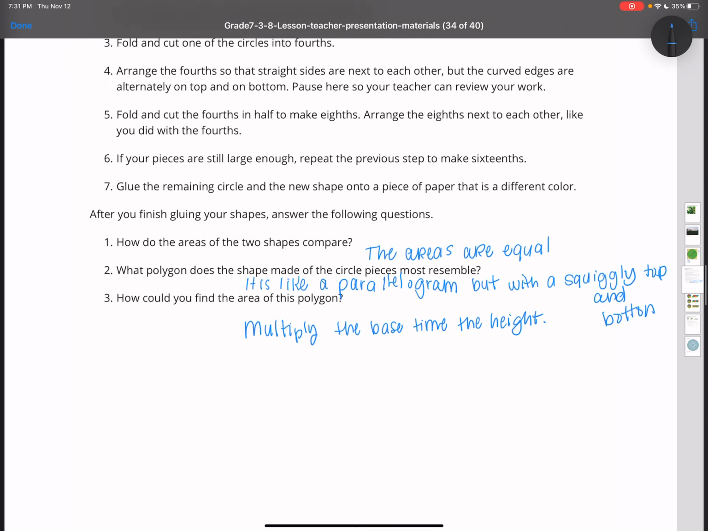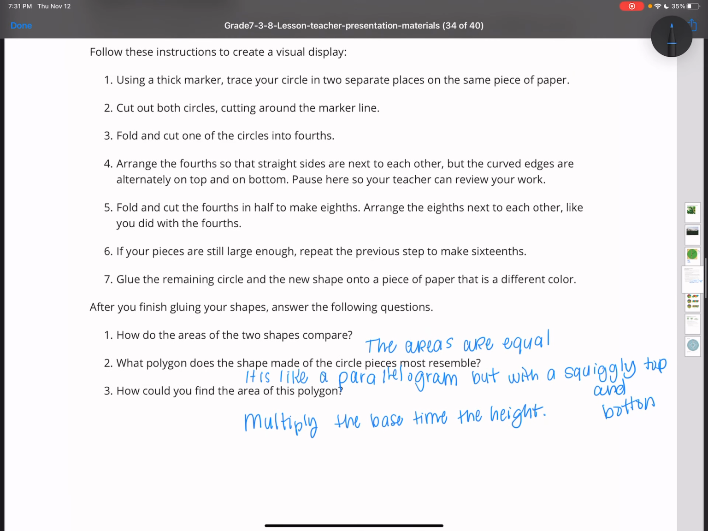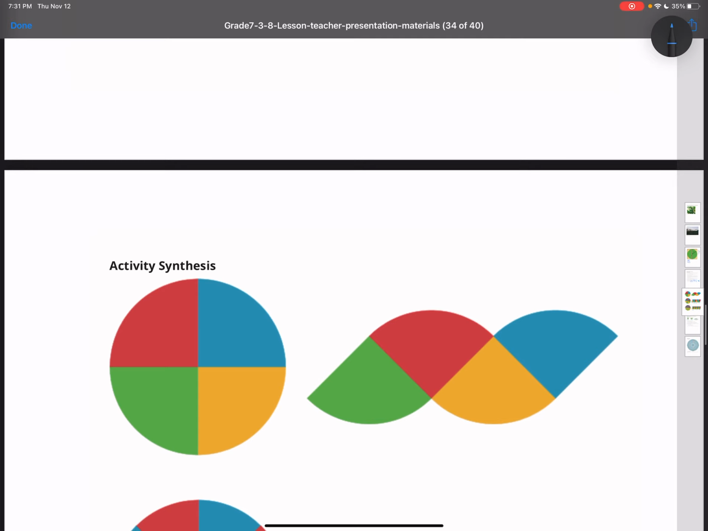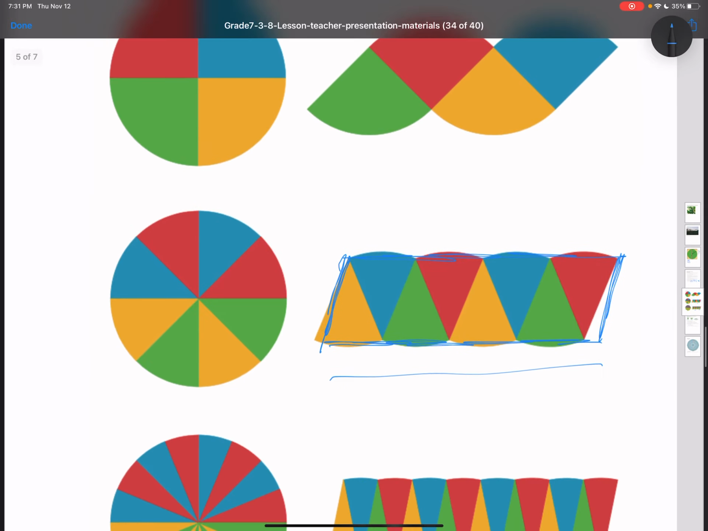All right, guys. Well, this wasn't that long of an activity because this was supposed to be hands-on, but of course we're at home, so this was more like a study for us.